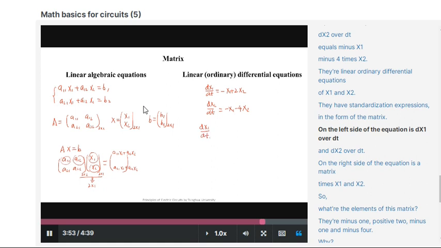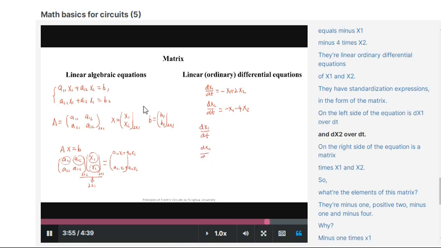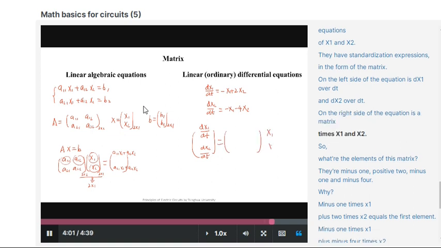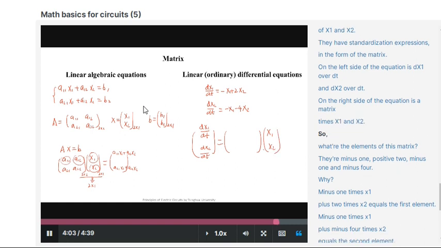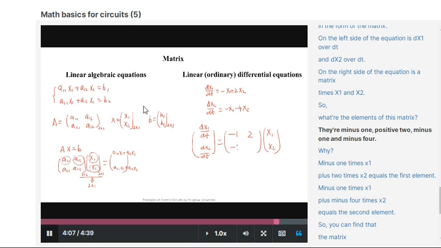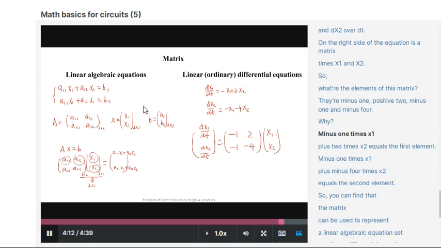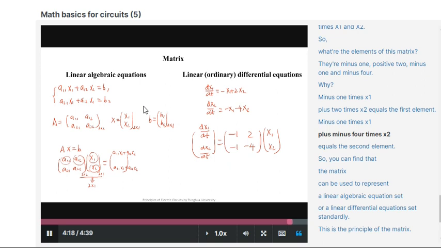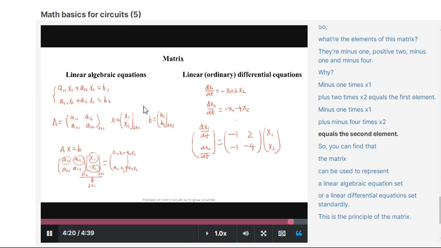On the left side of the equation is dx1 over dt and dx2 over dt. On the right side of the equation is a matrix times x1 and x2. So what are the elements of this matrix? They are minus 1, positive 2, minus 1, and minus 4. Why? Minus 1 times x1 plus 2 times x2 equals the first element. Minus 1 times x1 plus minus 4 times x2 equals the second element.